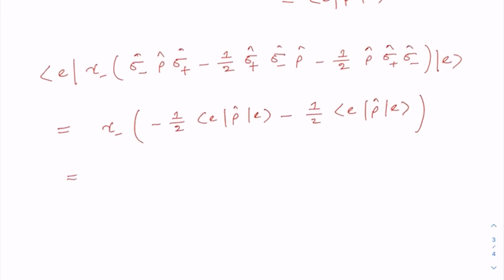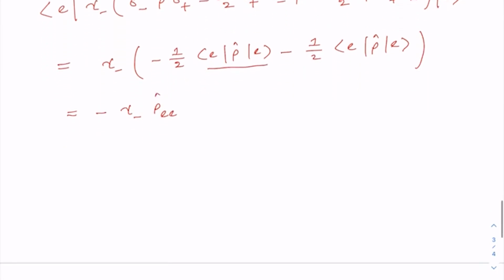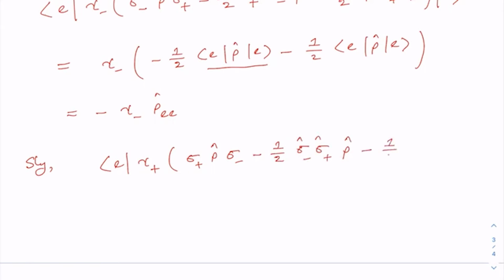Okay, and therefore I will get it as minus gamma minus E rho E. I can write it as rho E. Okay, so this is what I have. Similarly, I can work out this term, the term involving the absorption process, that is gamma plus sigma plus rho sigma minus half sigma minus sigma plus rho minus half rho sigma minus sigma plus, you will have E here.